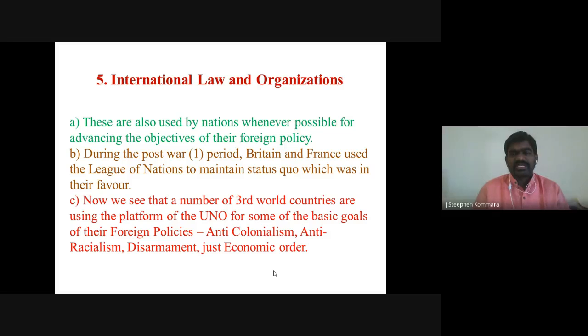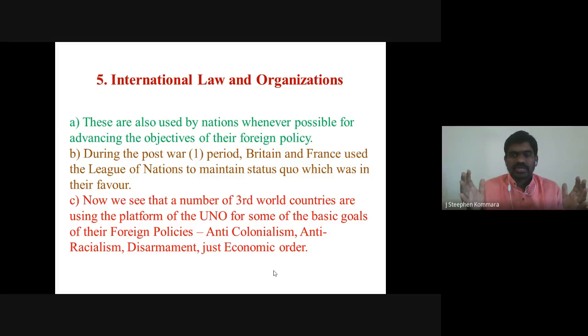And now we see that a number of third world countries are using the platform of the UNO. Third world countries, developing nations, in Telugu వర్ధమాన దేశాలు, అభివృద్ధి చెందుతున్న దేశాలు, they are using the great platform of UNO. It is an international government. It is the world government.